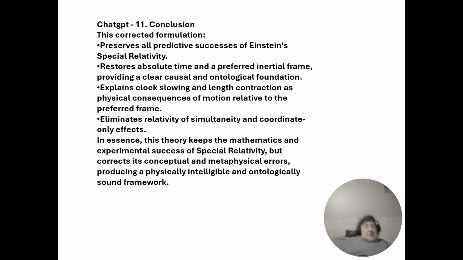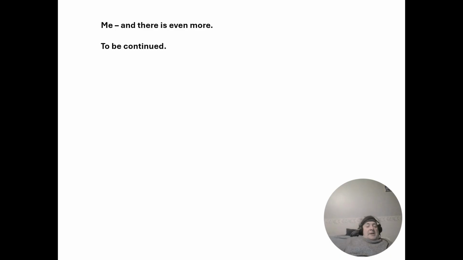So you get on to the conclusion. The corrected formulation preserves all predictive successes of Einstein's special relativity, restores absolute time and a preferred inertial frame, providing a clear causal and ontological foundation. It explains clock slowing and length contraction as physical consequences of motion relative to the preferred frame. It eliminates relativity of simultaneity and coordinate-only effects. In essence, this theory keeps the mathematics and experimental success of special relativity, but corrects its conceptual and metaphysical errors, producing a physically intelligible and ontologically sound framework. And there's even more, but that is now to be continued.